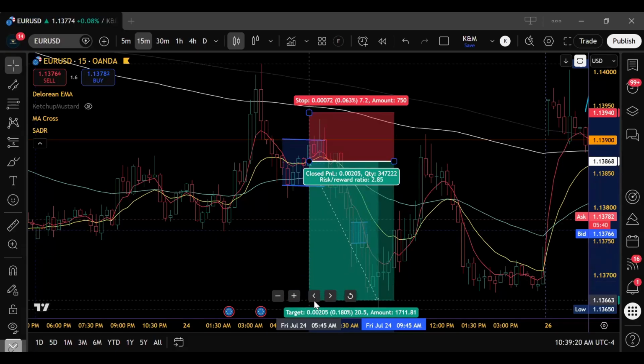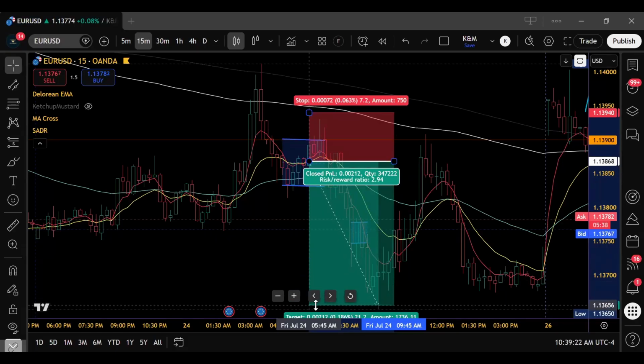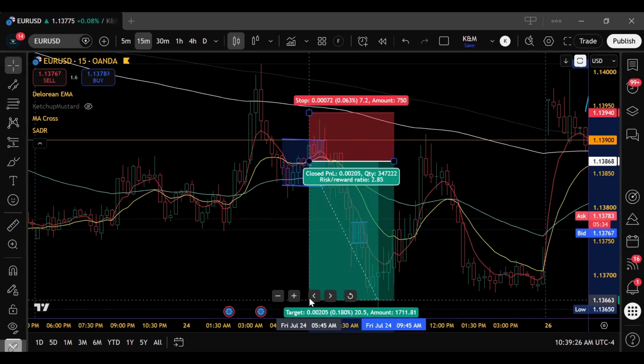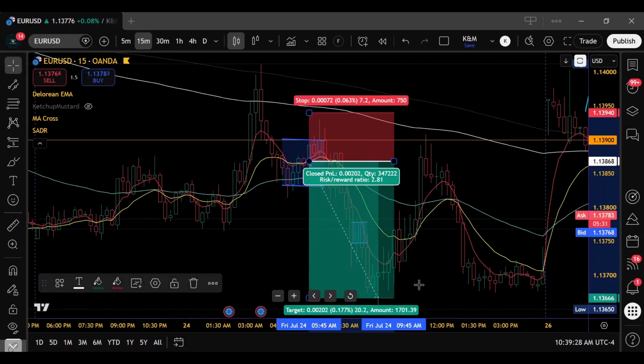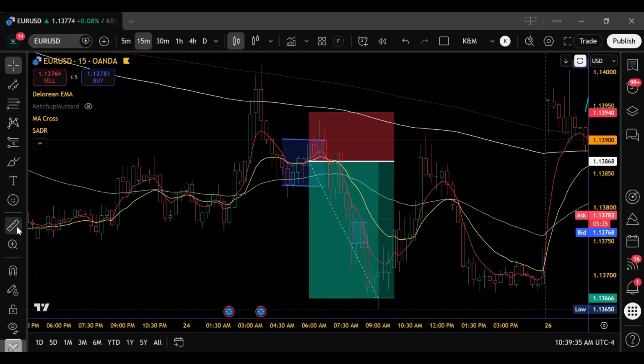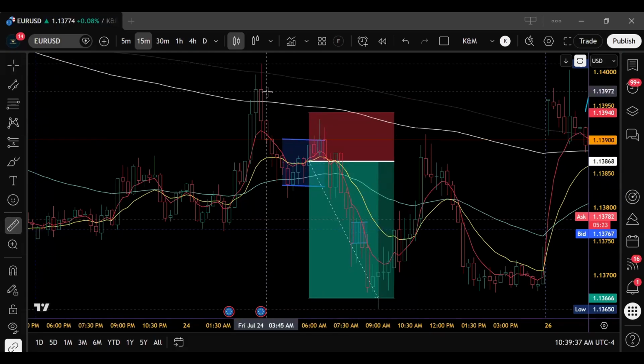Now, if I measure to the bottom, I'll go about right there. It did 21 pips. I could have got 20 pips out of this, which would have been right here off of that entry. I'm somebody that loves to do the math. Math was my favorite subject.